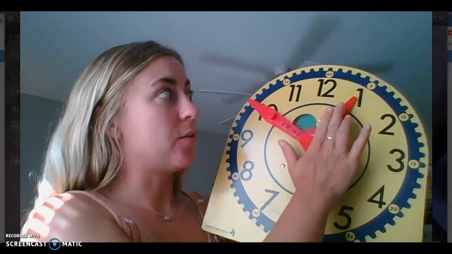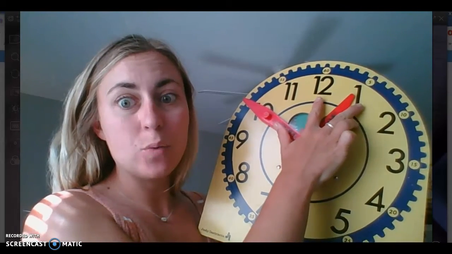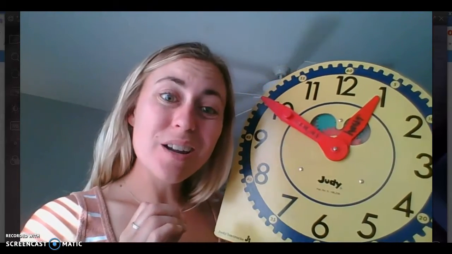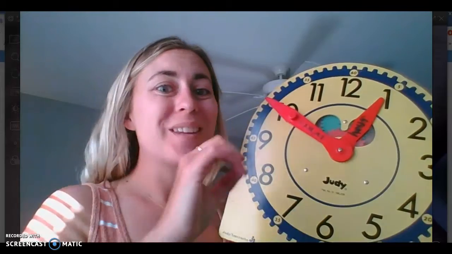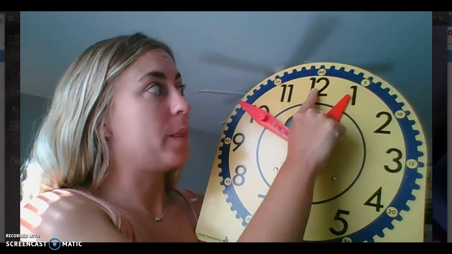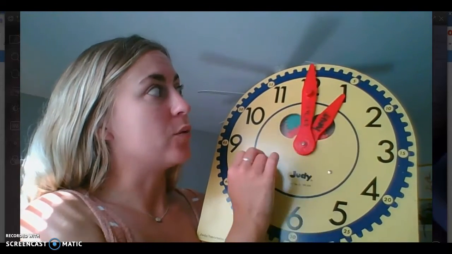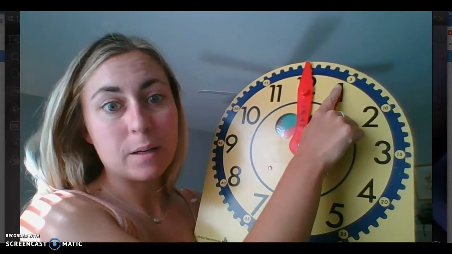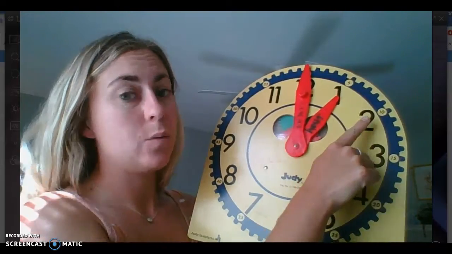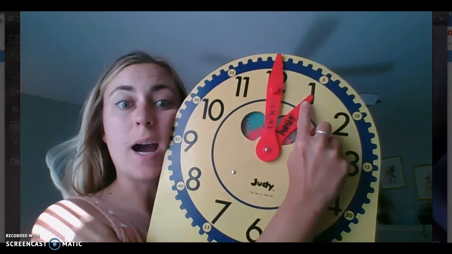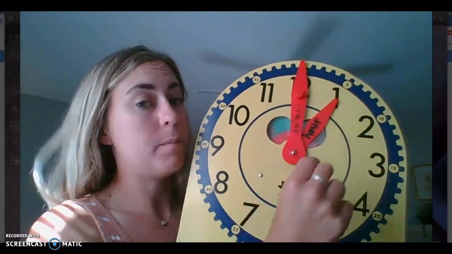So we already know about our hour hand. If our short hour hand is in between two numbers, it's usually going to be the smaller number. The only exception is right here. If it's in between 12 and 1, then it's still in the 12th hour. So I'm going to go to 1 o'clock and show you from here. Now my hour hand is going to be between the 1 and the 2, which means it's still going to be the first hour because that's the smaller number.